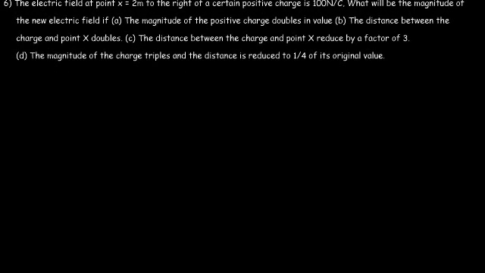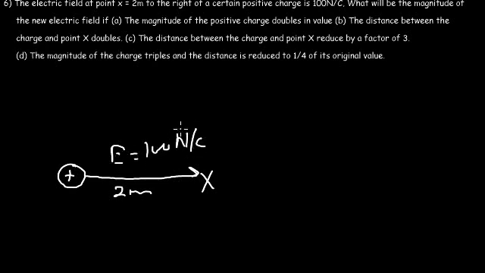Number 6. The electric field at point X, 2 meters to the right of a certain positive charge, is 100 Newton per coulomb. What will be the magnitude of the new electric field if option A, the magnitude of the positive charge doubles in value? So let's write what is given to us. There's a particular point X which is 2 meters to the right of a certain positive point charge. So let's say I have a positive point charge, and to the right of it, at a distance of 2 meters, a point X. We are given that the charge is positive and the electric field of that charge is 100 Newton per coulomb. We have to find the new magnitude of the electric field when the charge doubles.